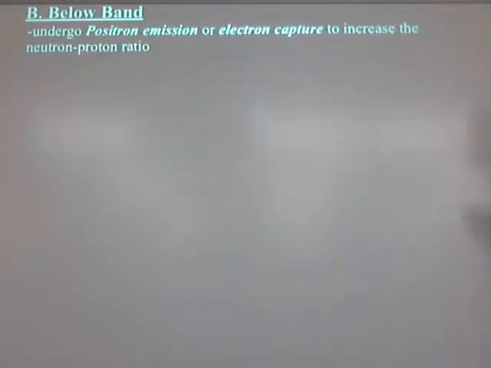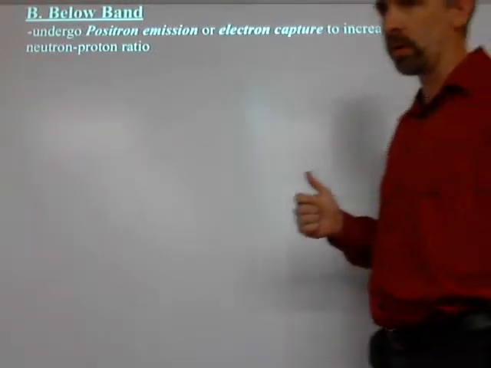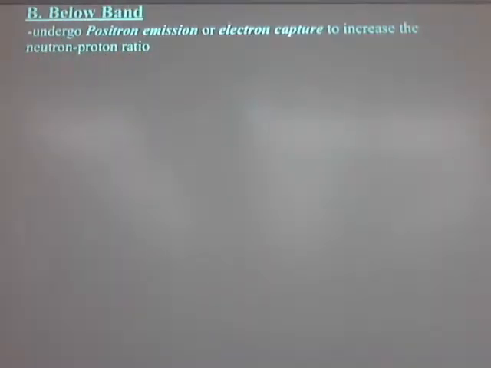Okay. All right. So if you're below the band, you basically want to do the opposite. You are going to undergo positron emission or electron capture to increase the neutron-proton ratio. You want to make more neutrons. You want to get rid of some of your protons, one way or the other, and you'll see how that can happen.